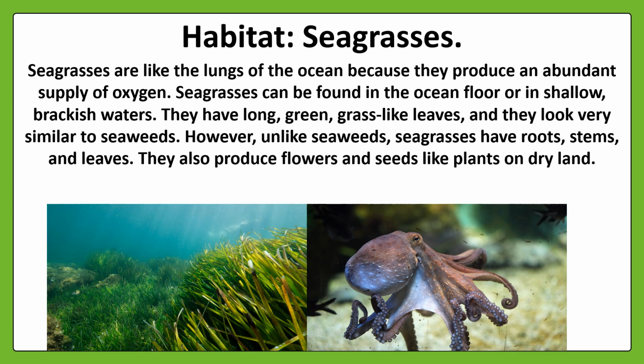Habitat: seagrasses. Seagrasses are like the lungs of the ocean because they produce an abundant supply of oxygen. Seagrasses can be found in the ocean floor or in shallow, brackish waters. They have long, green, grass-like leaves, and they look very similar to seaweeds. However, unlike seaweeds, seagrasses have roots, stems, and leaves. They also produce flowers and seeds like plants on dry land.